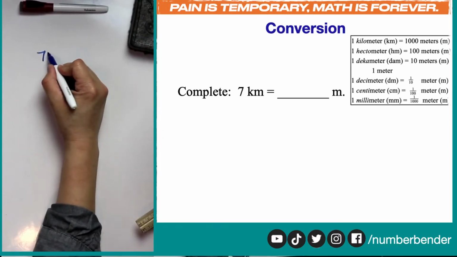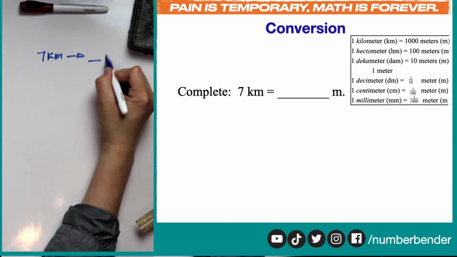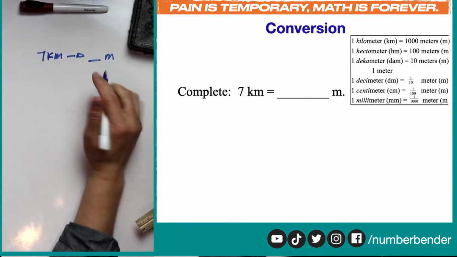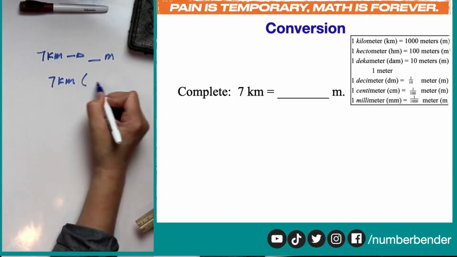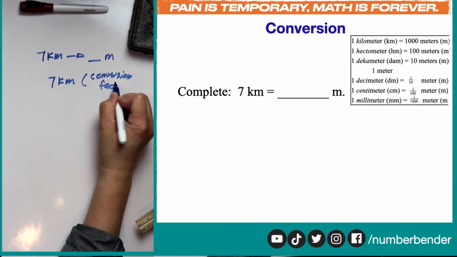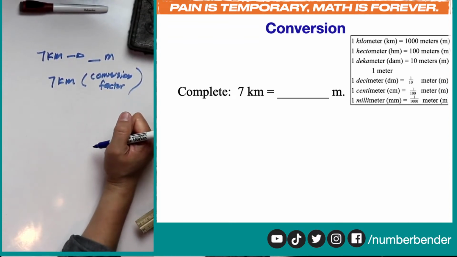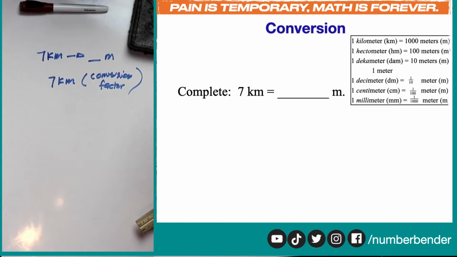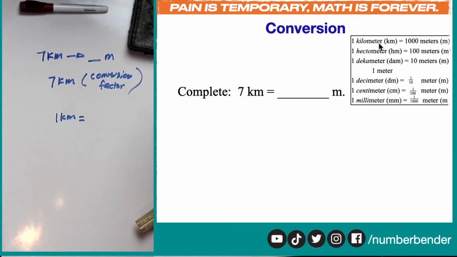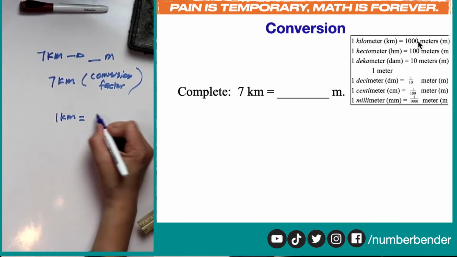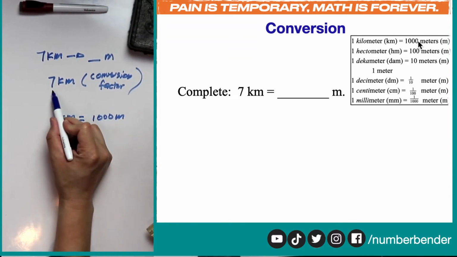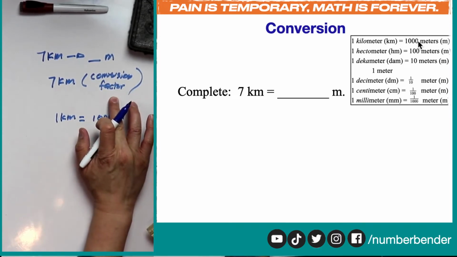So we are changing 7 kilometers into something meters, and we know that to convert this into meters, we are simply multiplying 7 kilometers by its conversion factor. And how are we going to figure out that conversion factor? Here we are going to look at our cheat sheet, and it says 1 kilometer is equal to 1,000 meters.